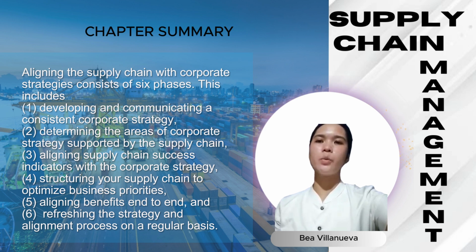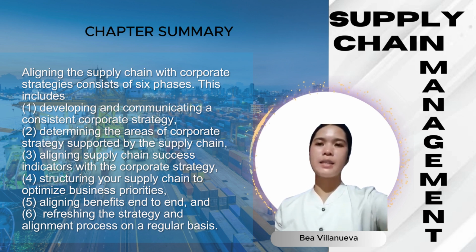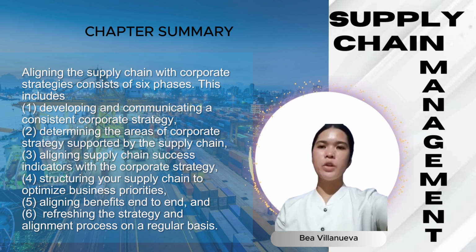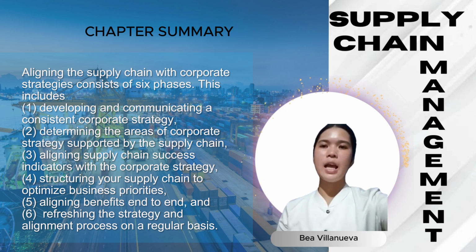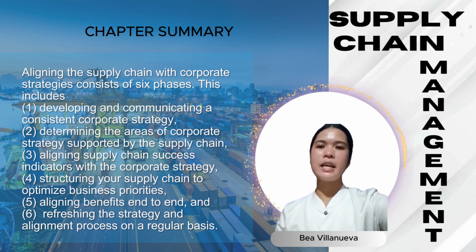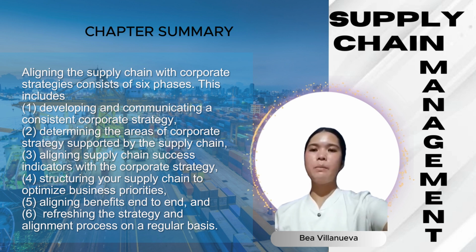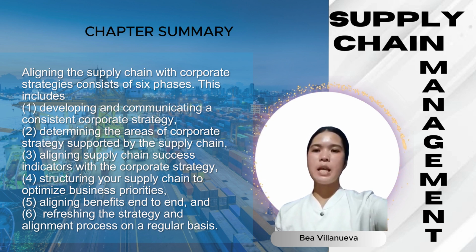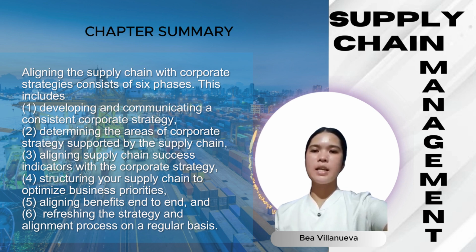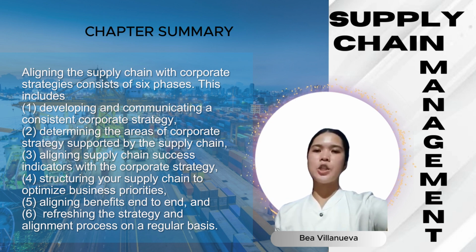To align the supply chain with corporate strategy, there are six phases. Number one, develop and communicate a consistent corporate strategy. Number two, determine areas of corporate strategy supported by the supply chain. Number three, align supply chain success indicators with the corporate strategy. Number four, structure the supply chain to optimize business priorities. Number five, align benefits end to end. And number six, refresh the strategy and alignment process on a regular basis. These phases ensure that the supply chain is aligned with the overall corporate strategy, leading to improved efficiency and effectiveness.